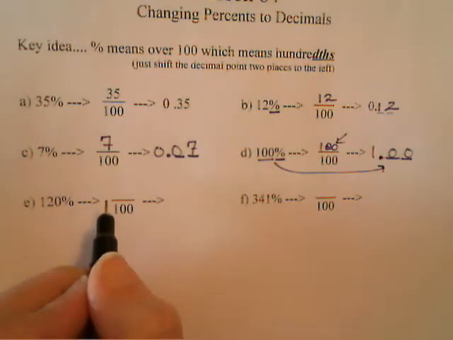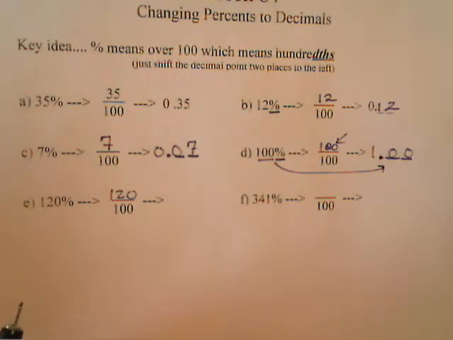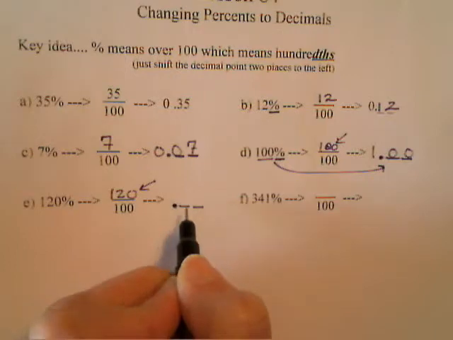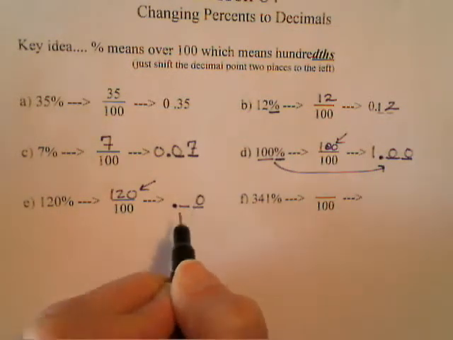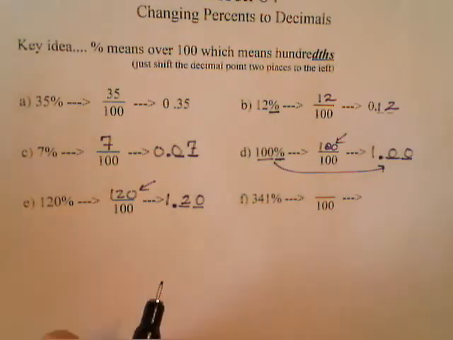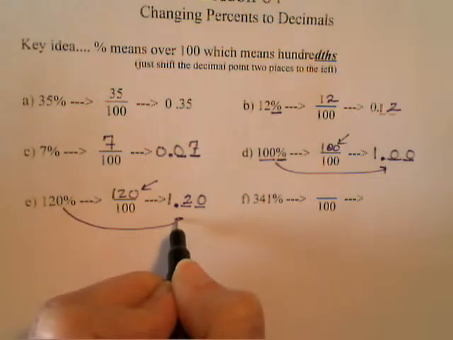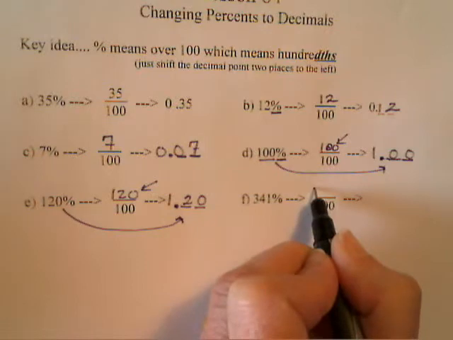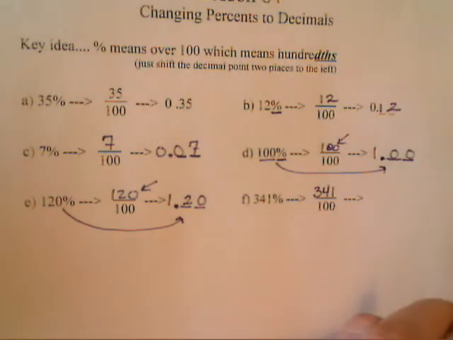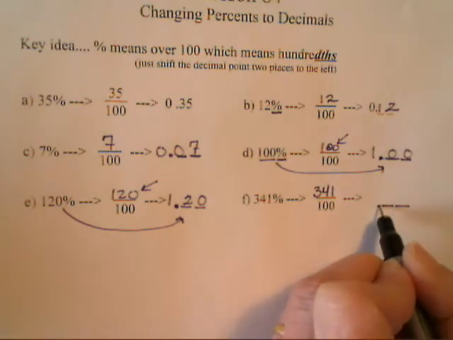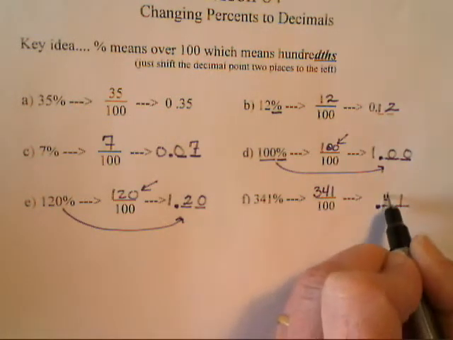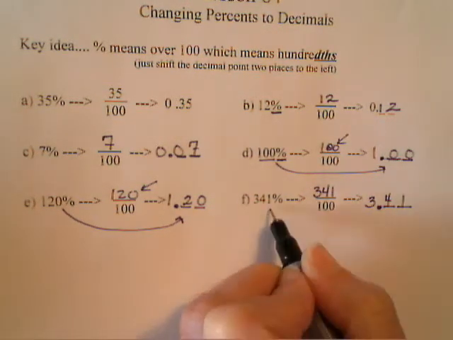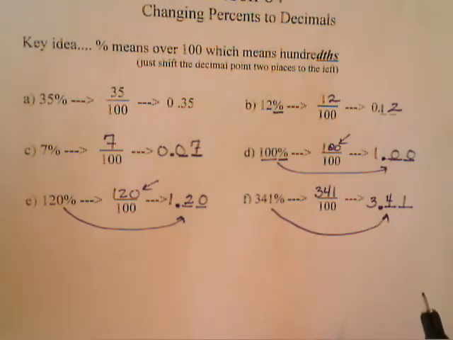So let's do 120%. That's 120 over 100. Again, this last digit's going to be in my hundredths spot after my decimal, which is my second spot. I've got a 0 there, a 2 there, and a 1 there. So 120% converted to a decimal is the same as 1.20. 341%, we got 341 over 100. All right, I want my last digit to be in my hundredths spot. That's my 1. There we go, 3.41. So 341% is the same as the decimal value 3.41.